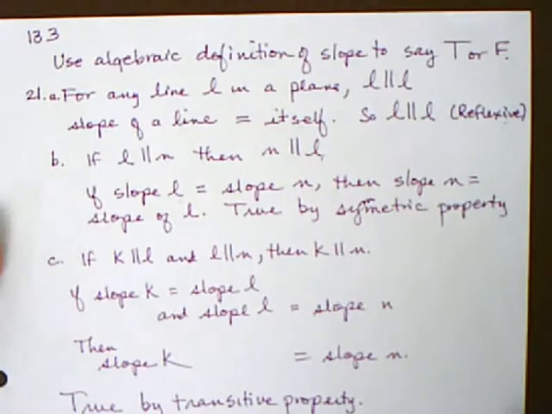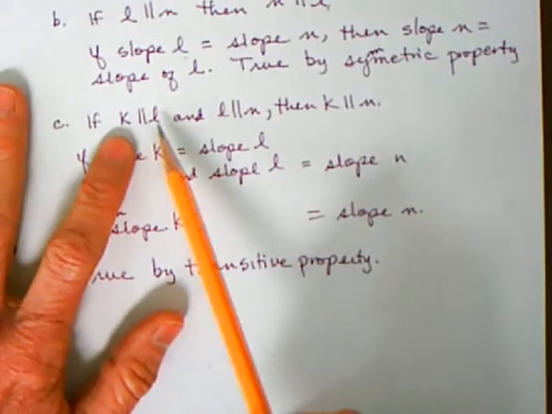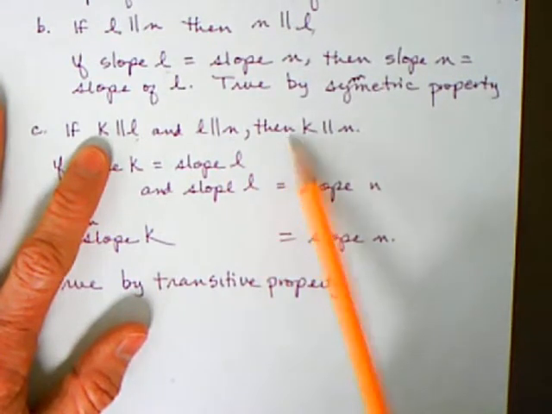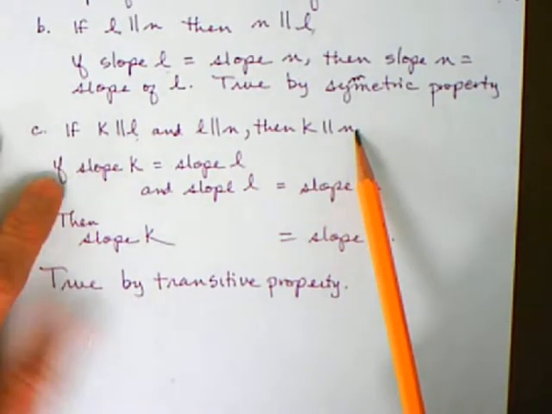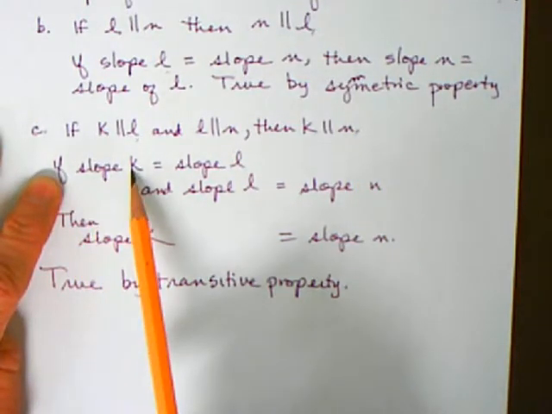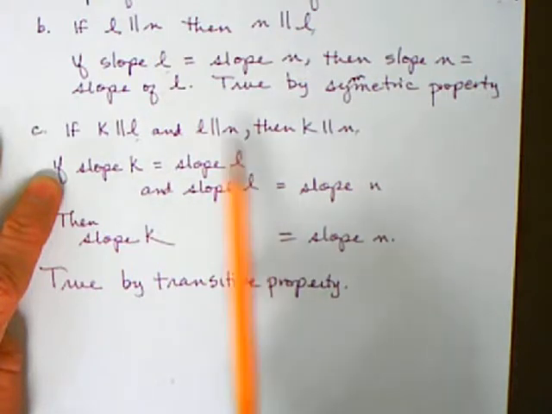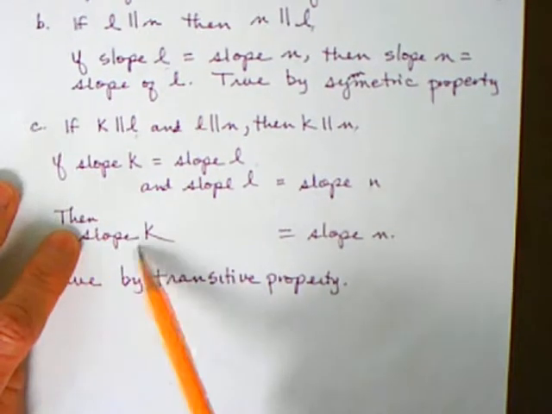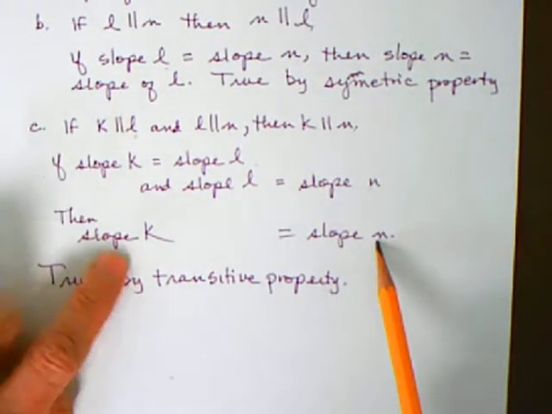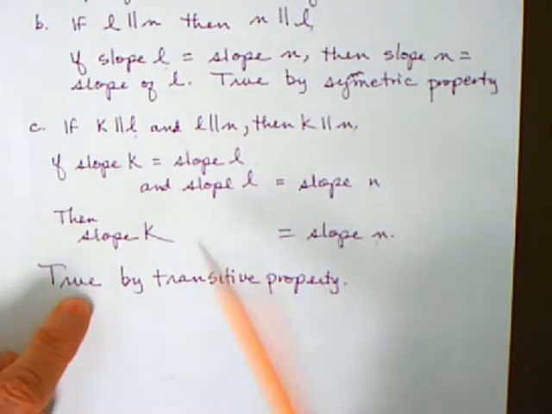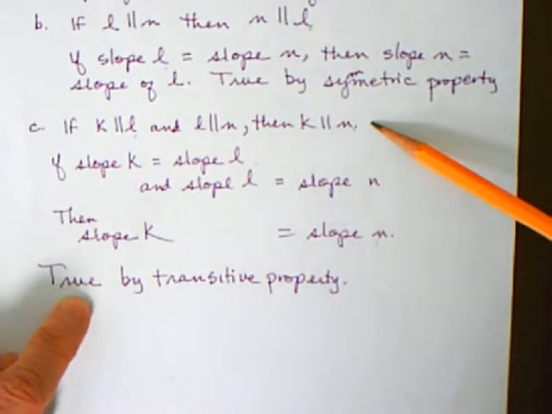All right, the last one. If K is parallel to L and L is parallel to N, then is it true that K is parallel to N? Let's translate it again into our algebraic definition language. If the slope of K equals the slope of L, and the slope of L equals the slope of N, then the slope of K equals the slope of N. These are just quantities we're comparing, and by the transitive property, if A equals B and B equals C, then A equals C, so this entire statement is true. And that is it.